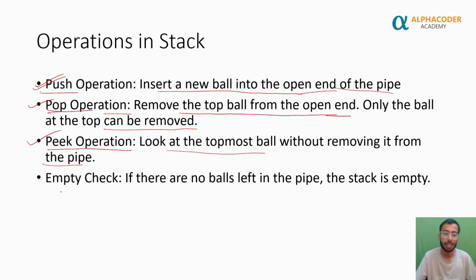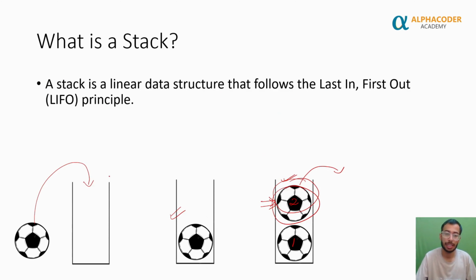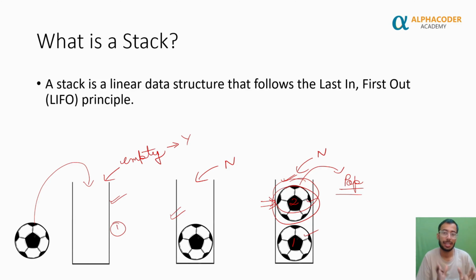Then the empty check. Basically, we need to check whether the stack is empty or not. See, the stack is empty at this point of time, correct? So we say the stack is empty, yes. Is the stack empty at this point? No. But if we remove both of these balls using the pop operation, the stack will become empty, correct? So this stage number one is the place where we can say the stack is empty.